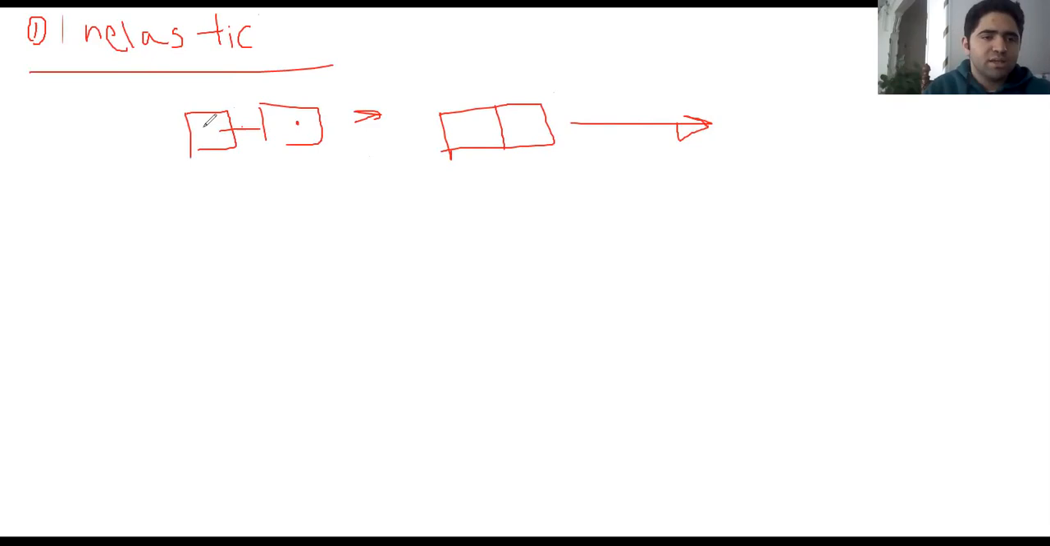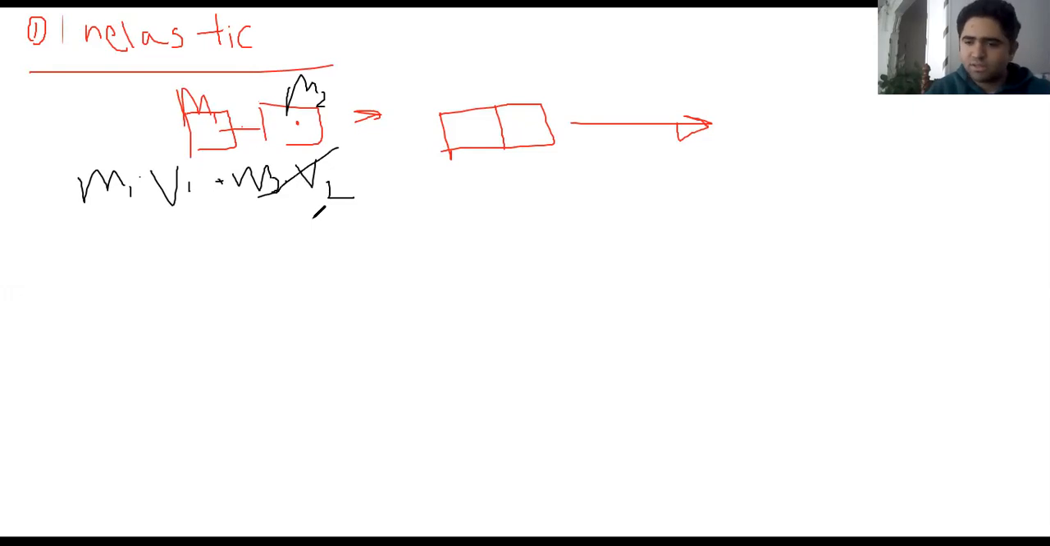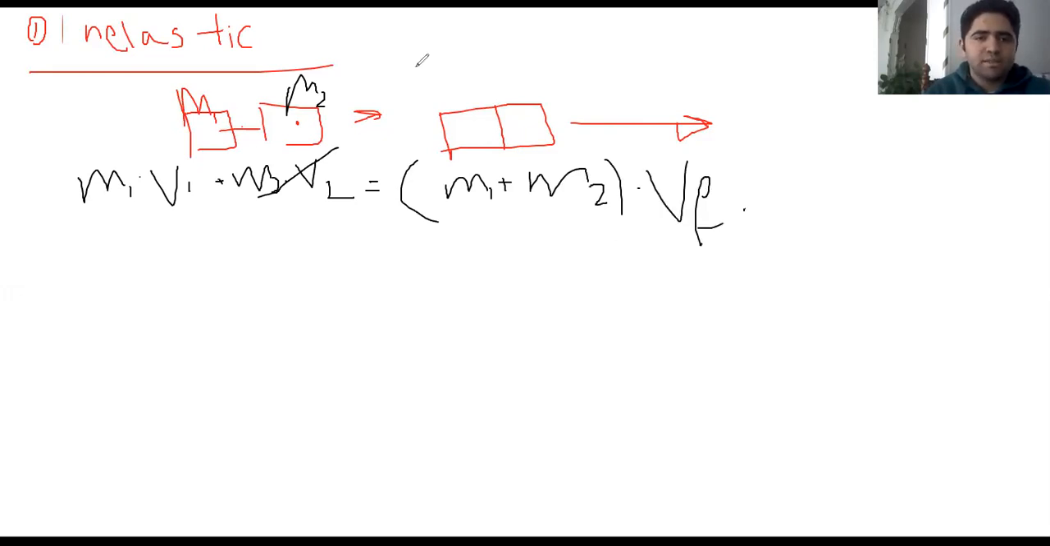So we'll call this M1, and we will call this M2. I will say M1 times v1 plus m2 times v2, which is going to be 0 because it's stopped, no v2, equals m1 plus m2, because now they're moving as one piece, times the final velocity vf. This is the first situation.